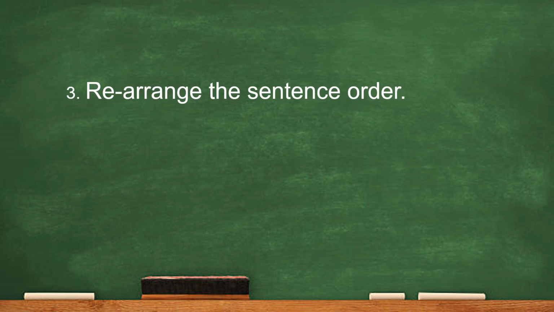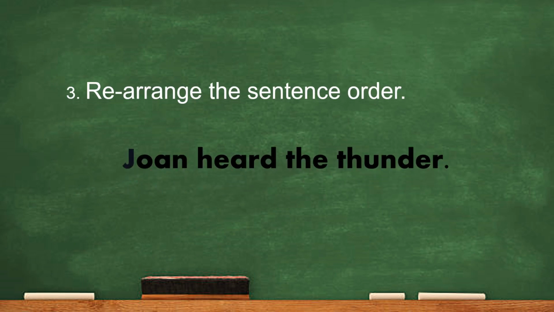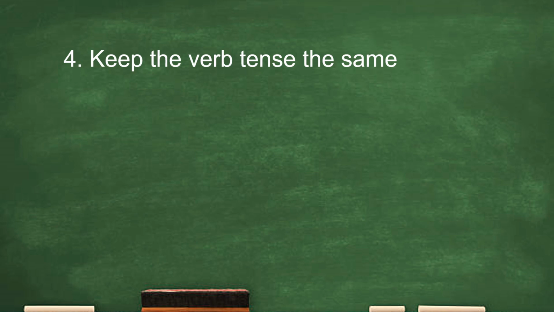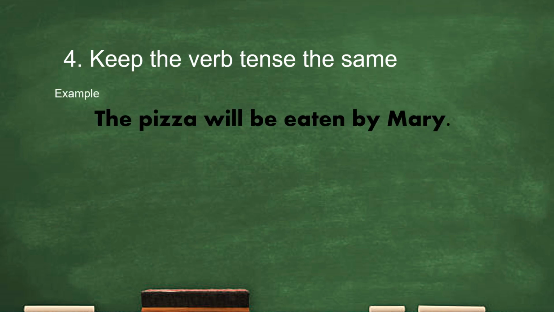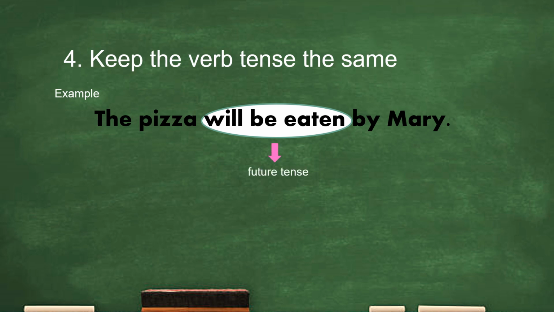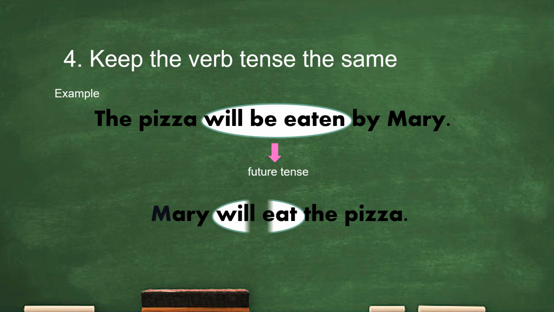Let us have the third one. Rearrange the sentence order. Joanne heard the thunder. So, we're following the active voice pattern, subject, plus the verb, and lastly, the object. Let's have the fourth one. Remember, keep the verb tense the same. Another example, the pizza will be eaten by Mary. Will be eaten is the future tense. Mary will eat the pizza. Will eat is also in the future tense.